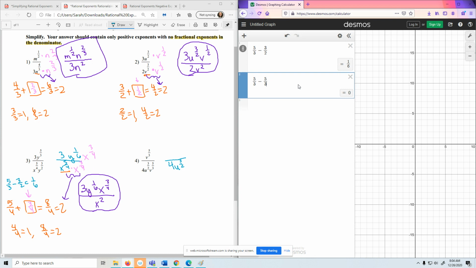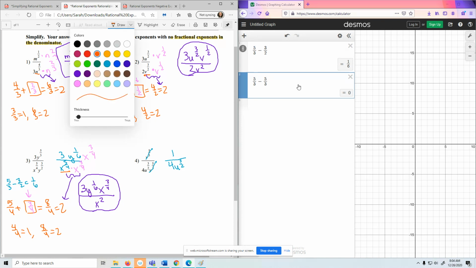So you can think of that one or two ways. You can think 5 over 3 minus 5 over 3 is 0, they cancel. Or you can think I'm dividing something by itself, it cancels. So regardless, those are gone. When you have the whole top or bottom of a part fraction cancel, it's a 1. So we do need that placeholder 1 up top.